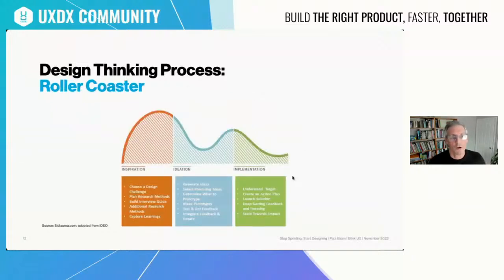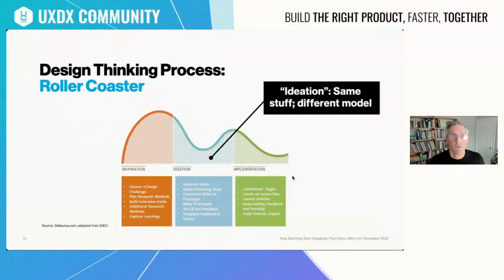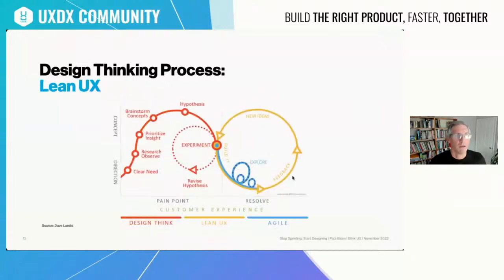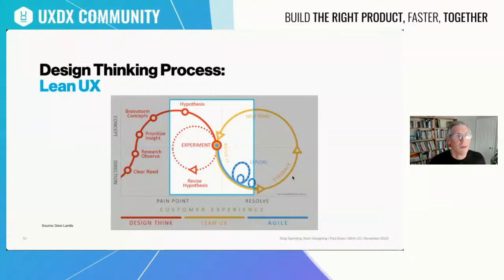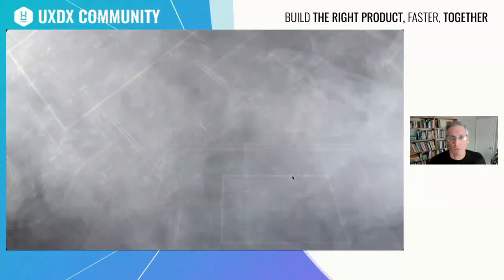This is the roller coaster model based on IDEO, different model, same conclusion. And another model looking at kind of how we integrate agile and experience design in this lean UX model. And again, there's no specific guidance here. So I think I can effectively describe that every one of these models doesn't differentiate between a foundational level of design.